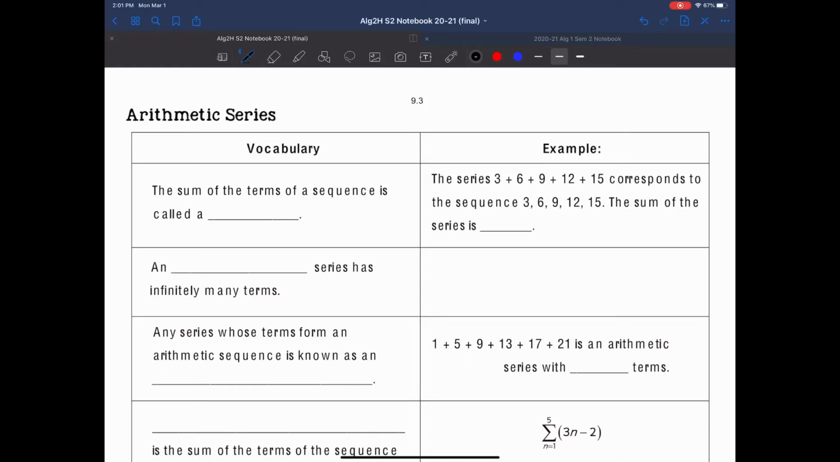Hey guys, welcome to lesson 9.3 on Arithmetic Series. Let's go ahead and start with some vocabulary.